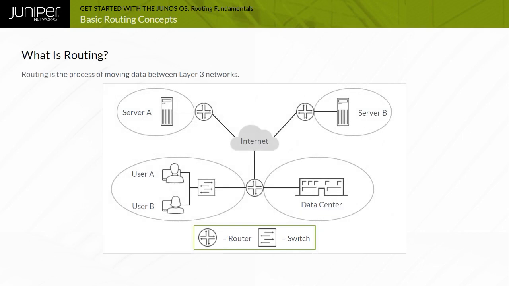Routing, in its most basic form, is the process of moving data between Layer 3 networks. The sample topology shown in the example consists of several Layer 3 networks, all connected to routers. Although routers are the most common devices for performing routing operations, note that many switches and security devices also perform routing operations. Note also that the Internet is a collection of many networks rather than a single network.